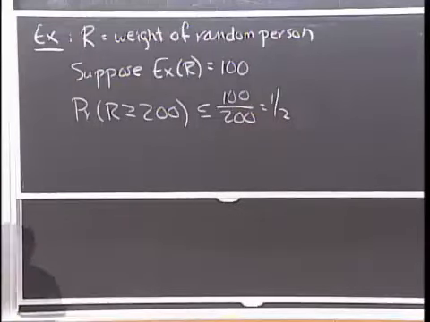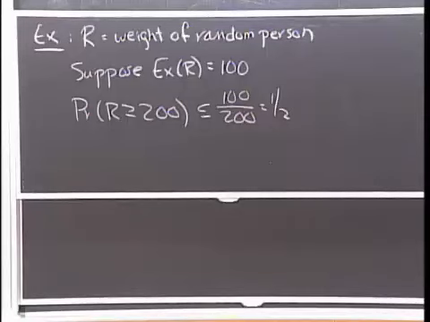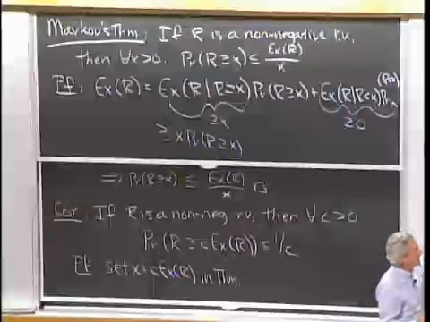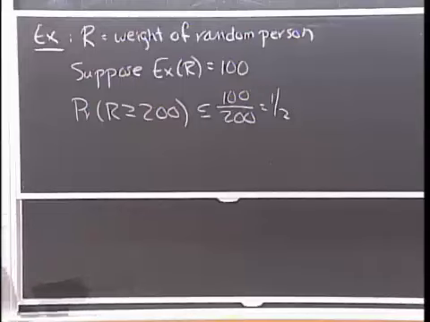And why? Why can't everybody weigh 200 pounds? If all the population weighs at least 200 pounds, the probability would be 1, and that can't happen. Intuitively, if everybody weighs at least 200 pounds, the average is going to be at least 200 pounds. And we said the average was 100.